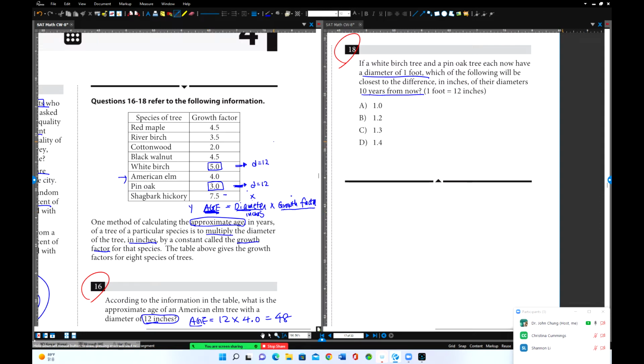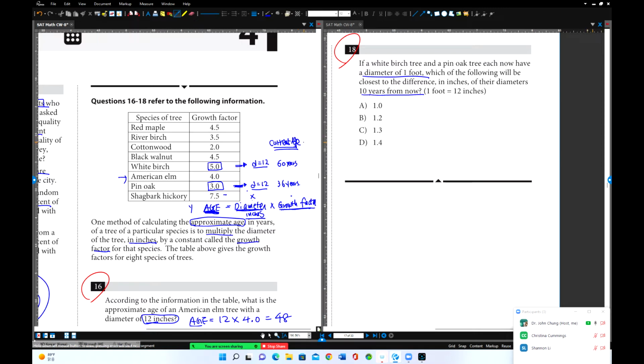From now, I'm going to write down the current age. Their diameter is both 12 inches, so multiply by the growth factor. Age equals diameter times growth factor. So 12 times 5, the white birch is currently 60 years old. And 3 times 12 is 36, so the pin oak tree is 36 years old. That is the current age.